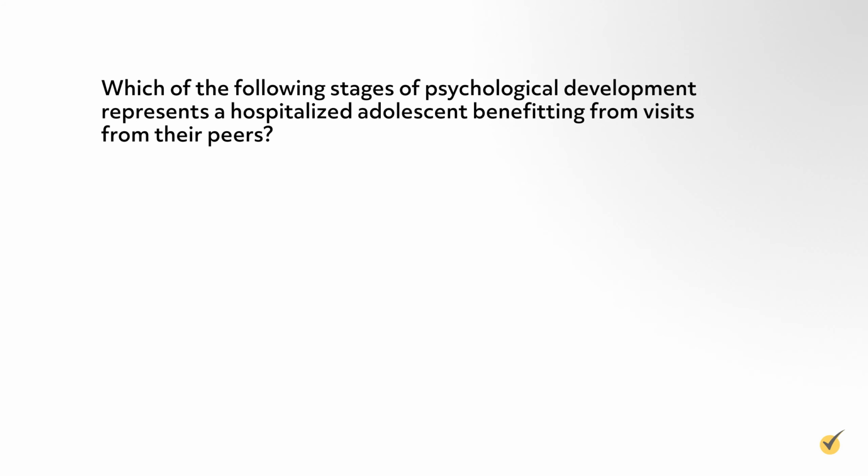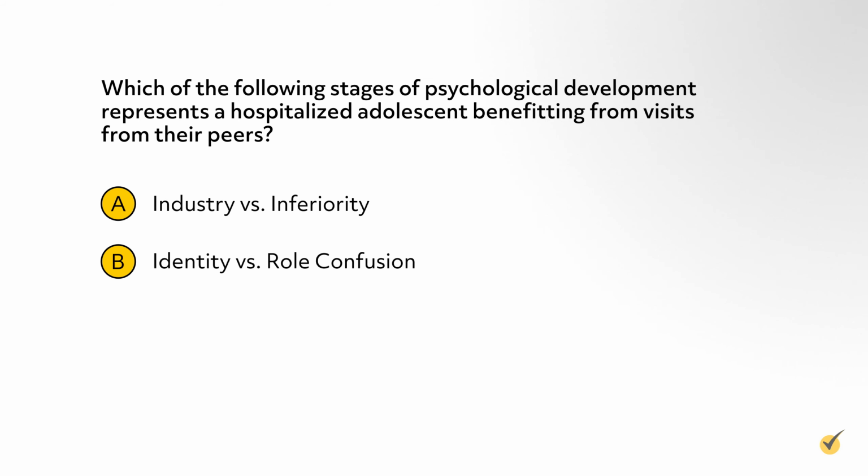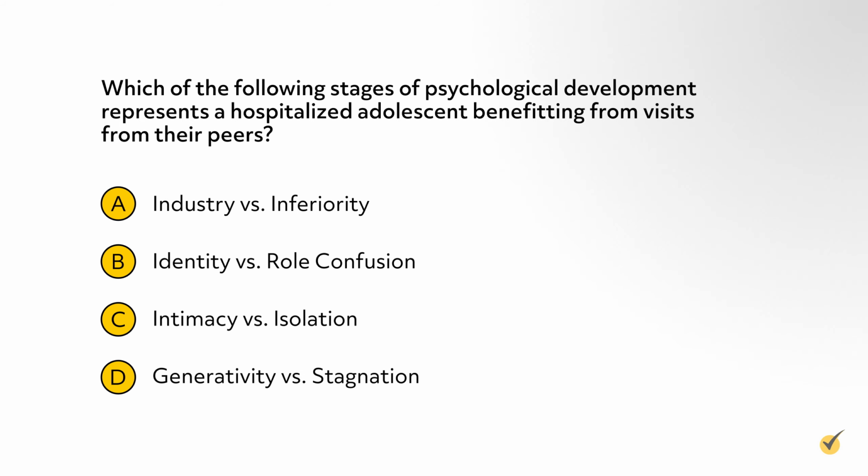Number 2. Which of the following stages of psychological development represents a hospitalized adolescent benefiting from visits from their peers? A. Industry versus inferiority. B. Identity versus role confusion. C. Intimacy versus isolation. Or D. Generativity versus stagnation.